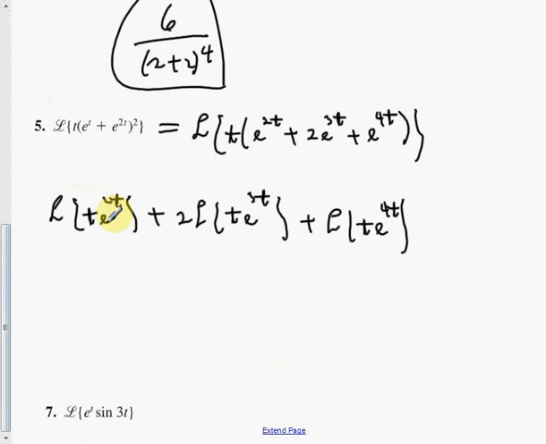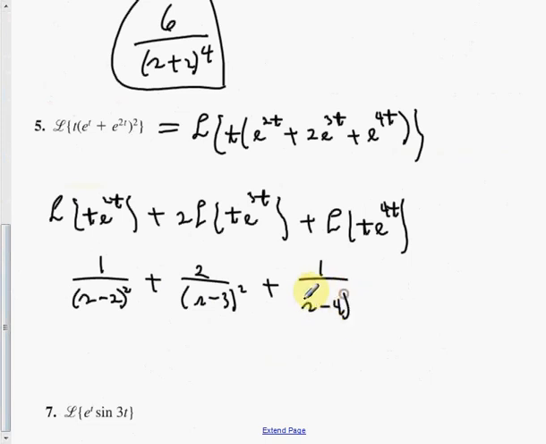Since they all have a t, we know that's going to be 1 over s squared. But for the first one, s goes from s to s minus 2. So this is 1 over (s minus 2) squared, plus 2 over (s minus 3) squared, plus 1 over (s minus 4) squared. Is that okay?